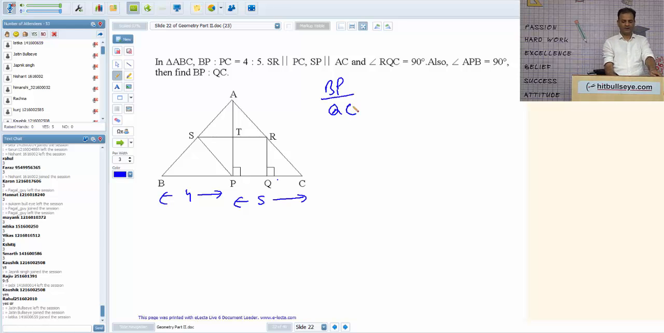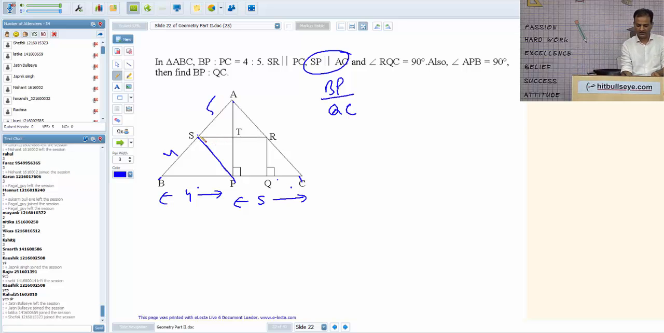Again, you can see SP is parallel to AC. Now we have to see this triangle BSP and triangle ABC are similar. So when triangles are similar, sides are in the same proportion. This is 4, this is 5. BP by PC should be equal to BS by SA. No need to write, straightaway we have written 4, 5.